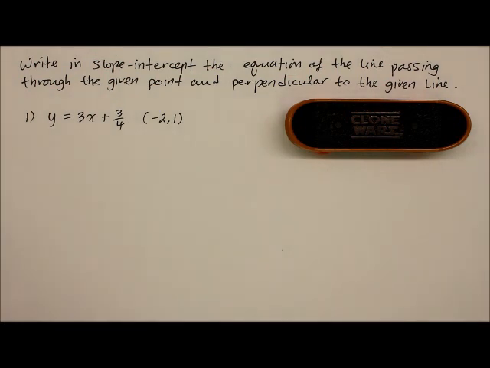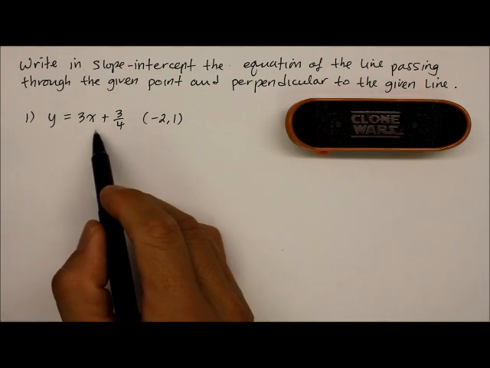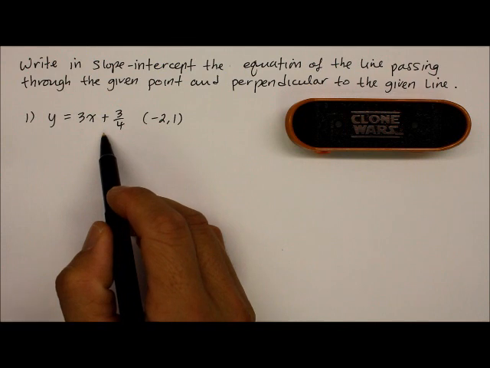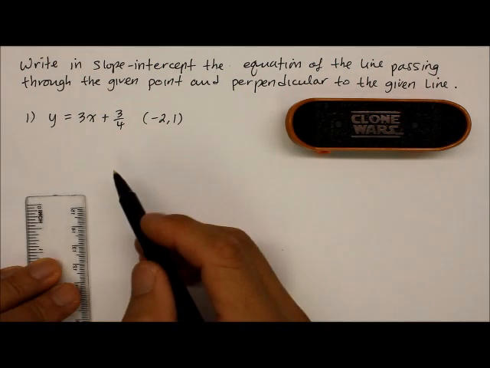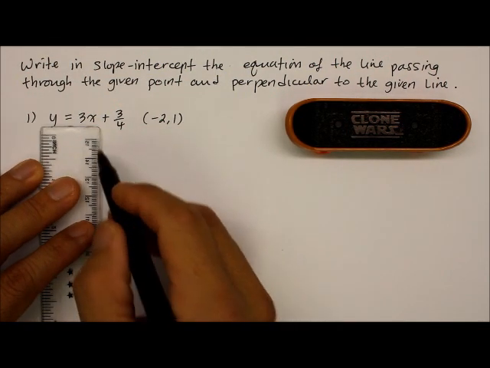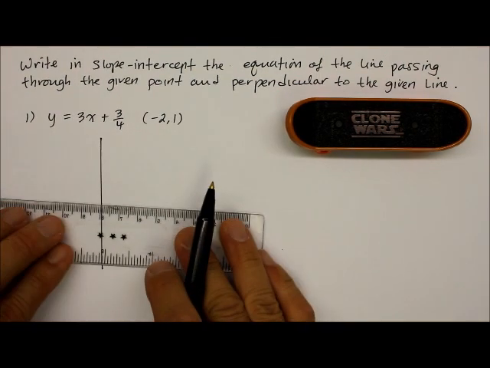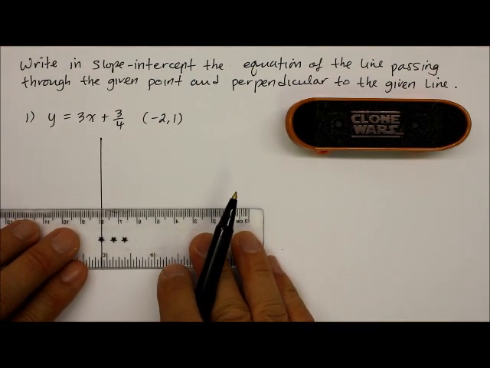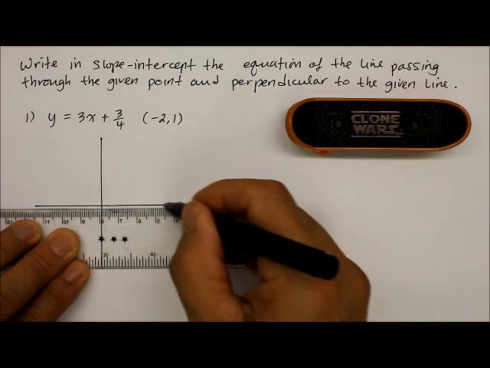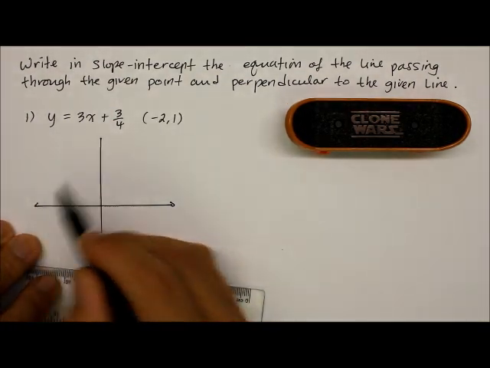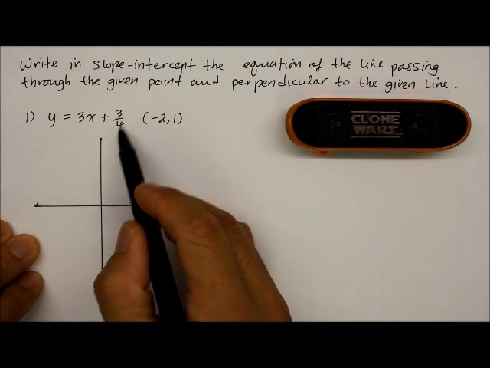Hi, this instructional video is about writing and graphing perpendicular lines. Here's the initial equation in slope-intercept form. So I'm going to graph it just to give me an idea what this is supposed to look like. Here it is. And here's the x-axis. And now what's the y-intercept of this equation?